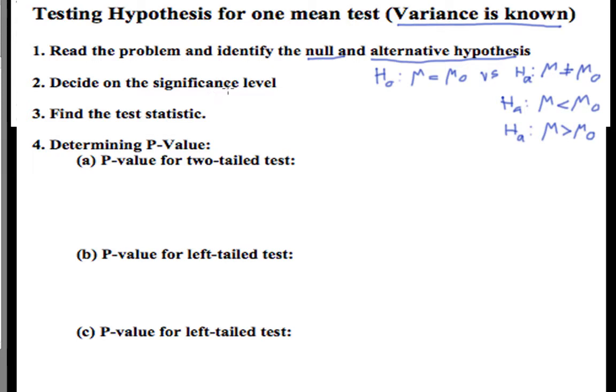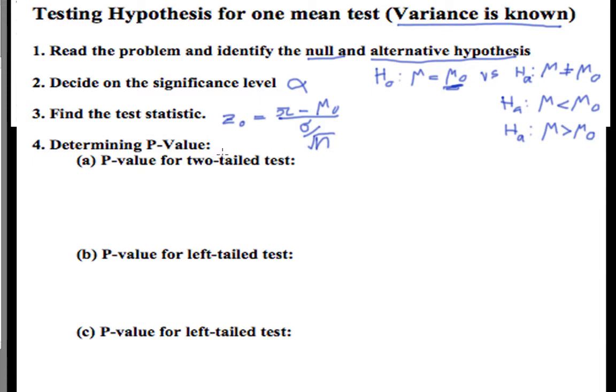Then number 2, decide on the significance level, which is alpha. Significance level should be given in the problem. Third one, find the test statistic. We use z naught equal x bar, which is the sample mean, minus mu naught, which is the H naught mu value, divided by sigma, the population standard deviation, over root n. n is the sample size.